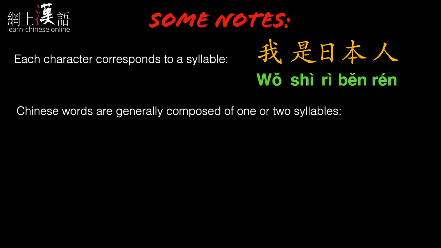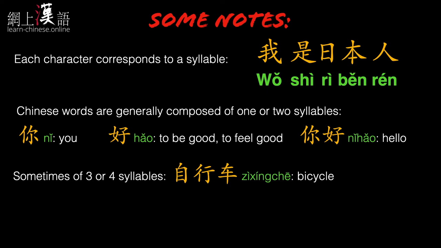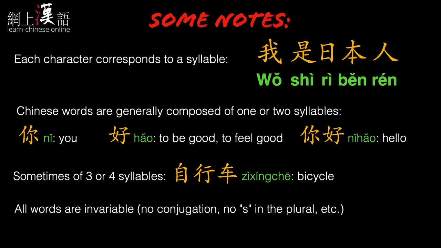Chinese words are composed of one or two syllables. For example, 你, you. 好, to be good, to feel good. 你好, hello. A single character has a meaning, but is not always necessarily a word. Sometimes a word is composed of three characters, rarely four. 自行车, bicycle. Good news, all words are invariable, no conjugation, no S for plural, etc.